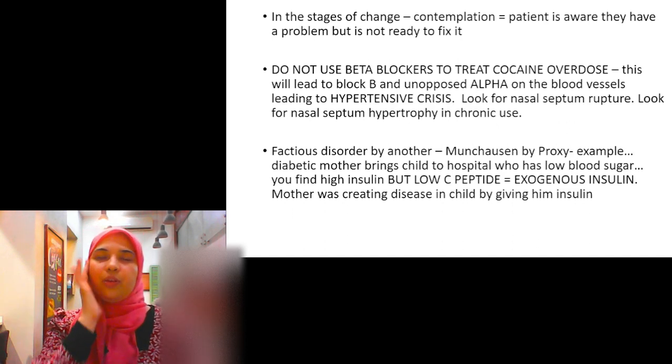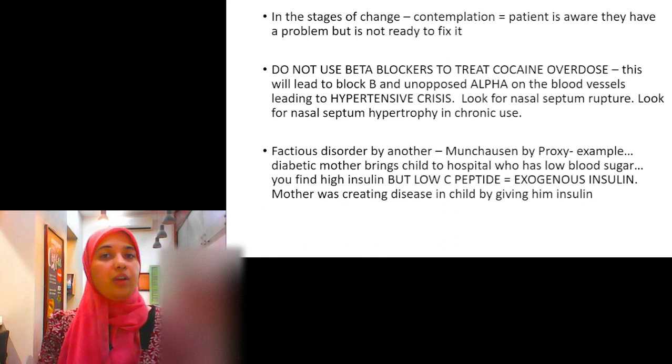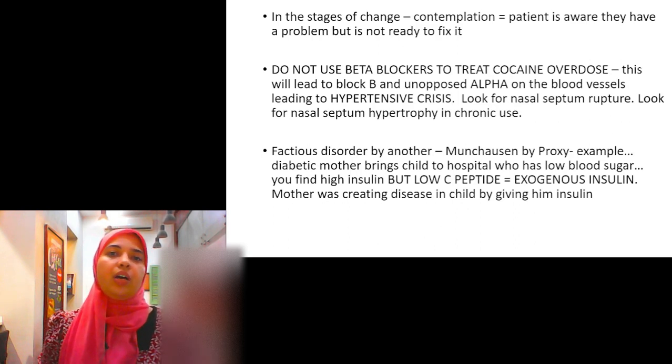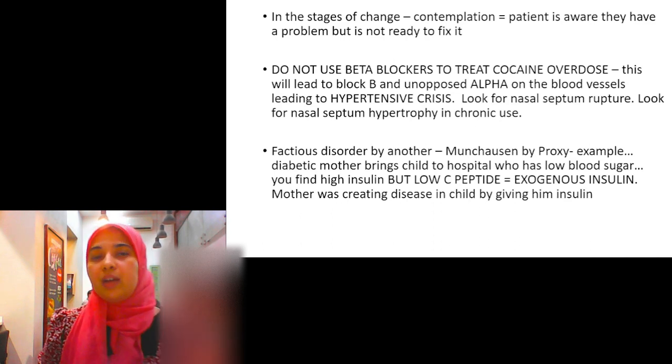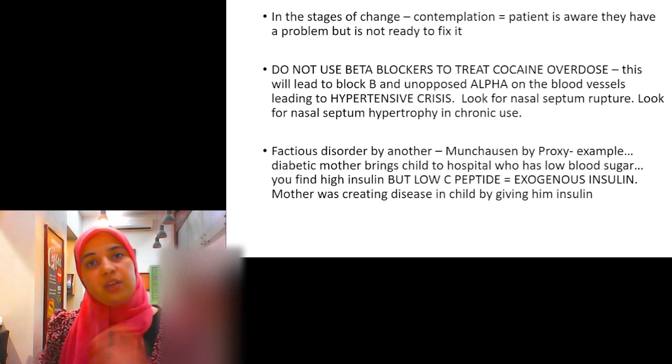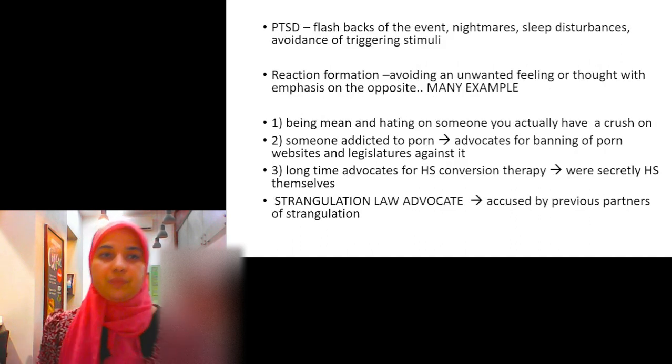Factitious disorder by another. This is also called Munchausen's by proxy. This would be a mother who is bringing her child to you in the ER and they have symptoms of severe hypoglycemia, and they look at their patient records and they seem to be coming in frequently with that, for example. And you check their blood sugar levels and you find insulin is extremely high and you find C-peptide is very low. So we know that we're dealing with an exogenous insulin. If you remember, in my endocrine lectures, I've explained this very well. So the mother is manifesting disease in her child by giving him insulin. We call this Munchausen's by proxy or factitious disorder by another person.